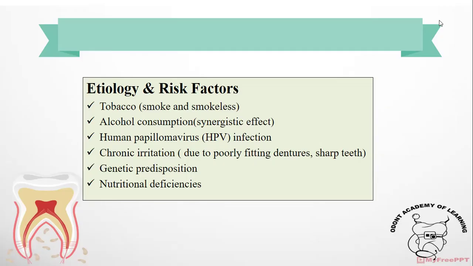It could be due to genetic predisposition. Sometimes the patient has everything normal in the oral cavity, but due to genetic predisposition, there could be development of dysplastic changes in the oral cavity. Another thing is nutritional deficiency. Any sort of nutritional deficiency could be the cause of development of epithelial dysplasia or dysplastic changes in the oral cavity.